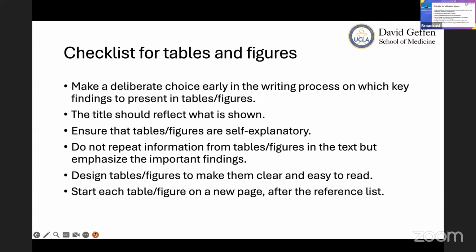If you were to look at them, you should be able to say, okay, this is what we were looking into. But don't repeat the information in the text. Just say, see Table 1 for this. And if need be, you can put that in the conclusion section. And then design tables to make them clear and easily understood. And then start them on a new page so that you can actually see it better.